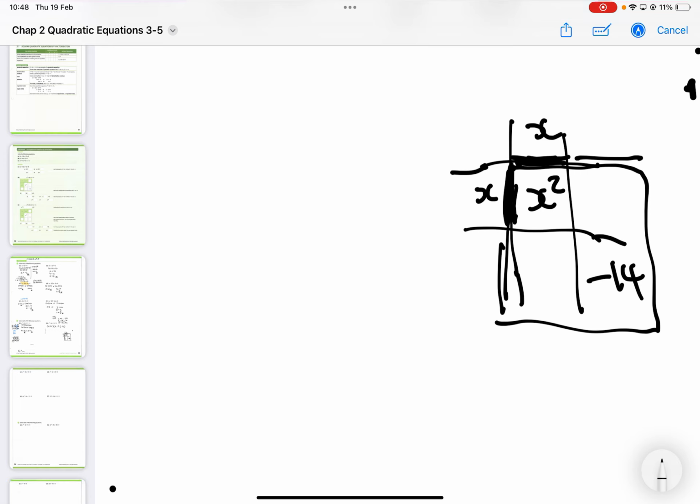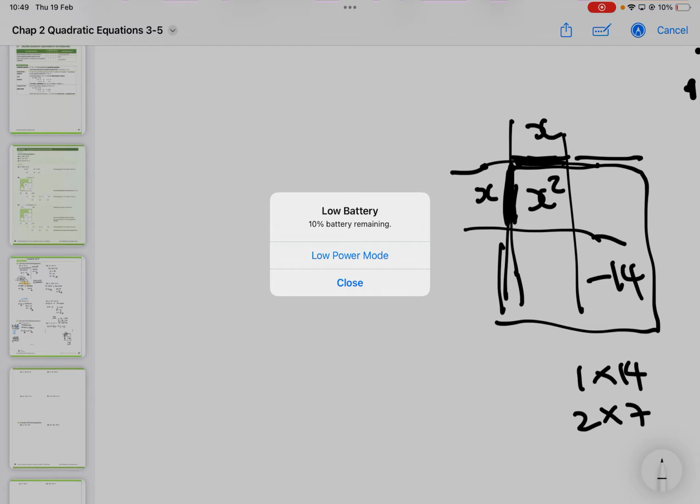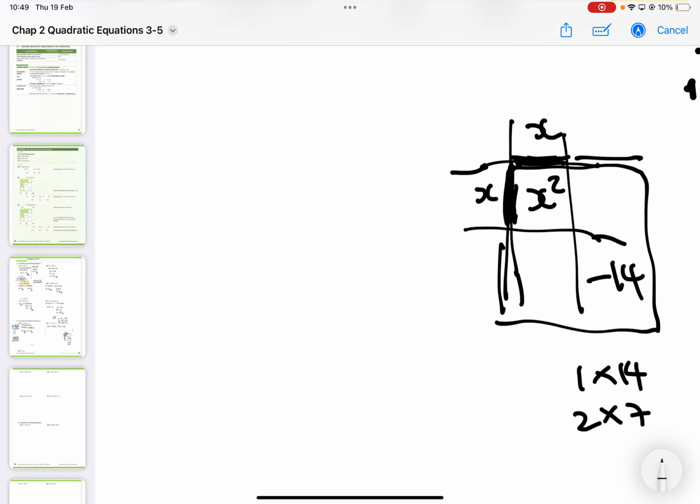So I want to put in numbers. What are these numbers? So 14. What multiplied together can get 14? It is either 1 times 14 or 2 times 7. Because in the end I still have this minus 5x. The minus 5x is the addition of these two. So I know that 1 and 14 I cannot get back minus 5. So I want to try 2 and 7. 2 times 7 will give me 14 already. But this one is negative, so one of them must be negative.